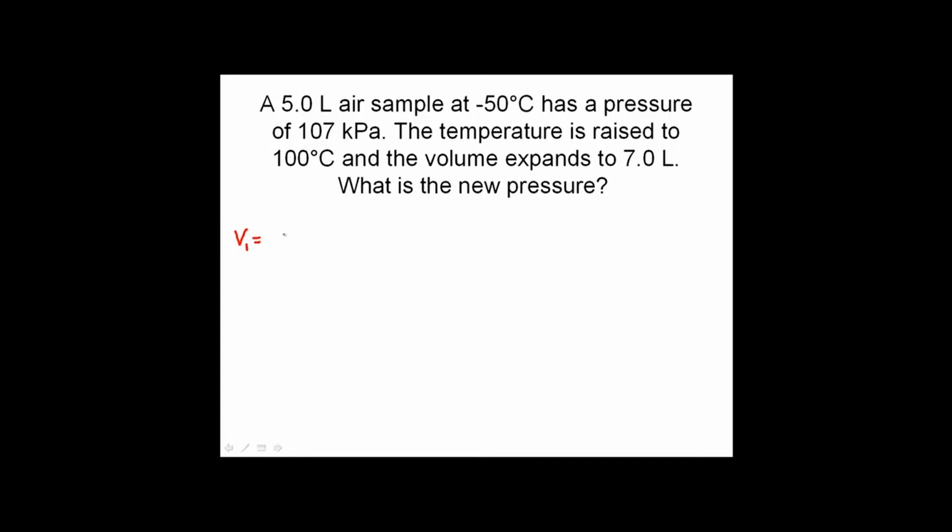I start out with a 5-liter air sample, and it is at a temperature, right off the bat, I see negative 50, and also has a pressure of 107 kPa. The first thing I would do then is take my Celsius temperature and add 273 degrees to it. And that's going to give me my Kelvin temperature of 223 kelvins. All right, it must be in kelvins. You're just taking Celsius and adding 273 to it.